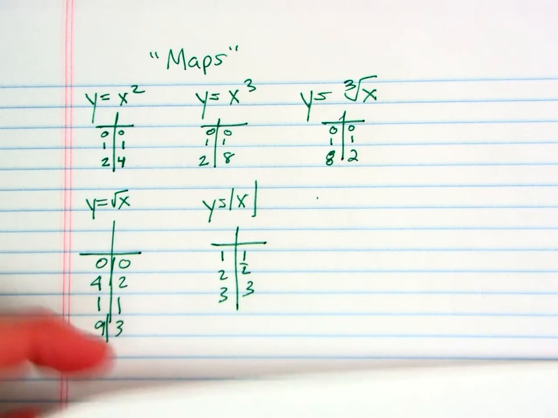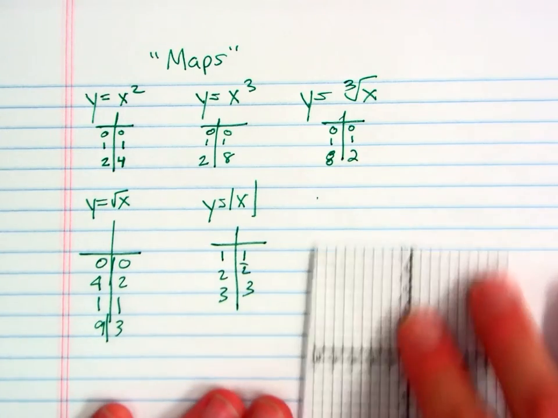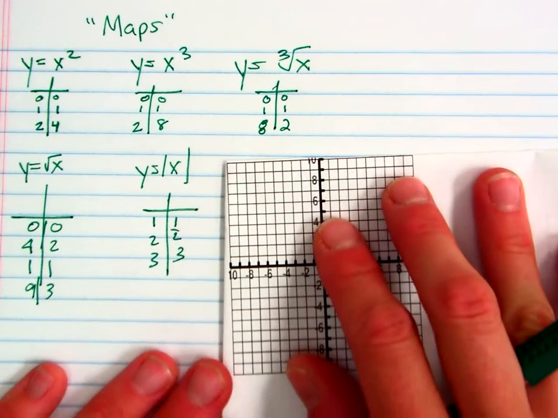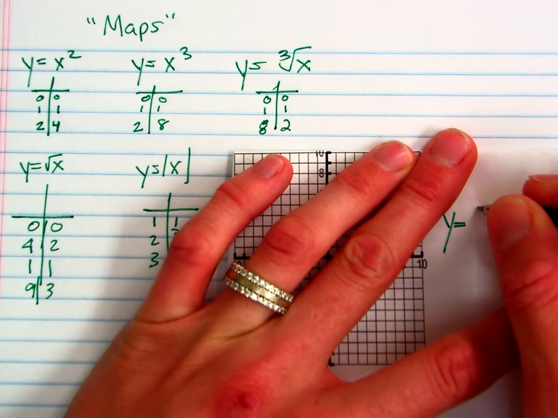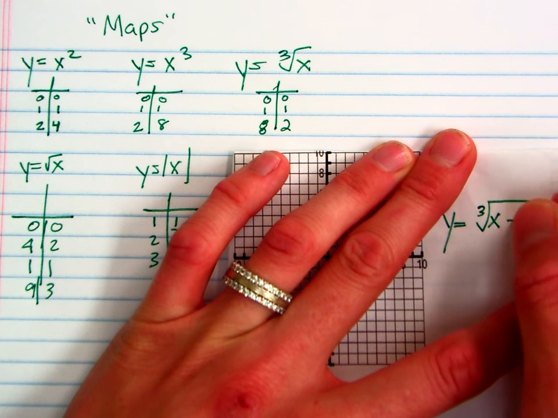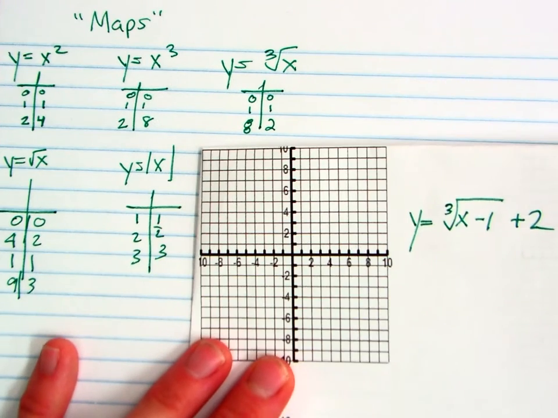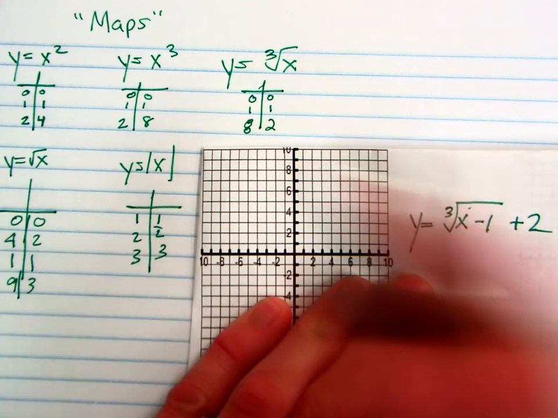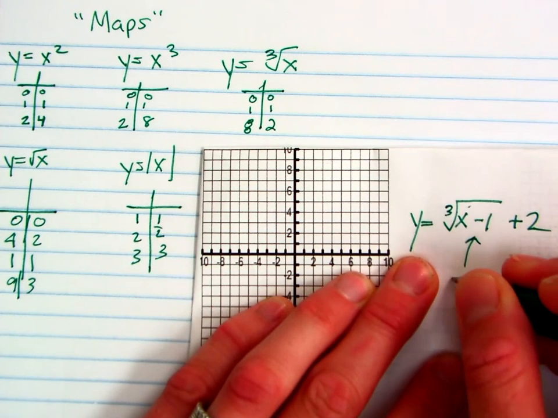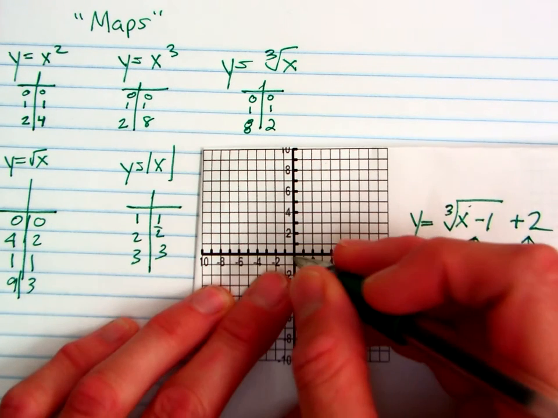For example, if I wanted to graph y equals cube root of x minus 1, plus 2. The shape of this is the cube root of x, so we're going to use this map up here. Where am I moving it? This is right 1, up 2. So I'm going to make my origin right 1 and up 2.